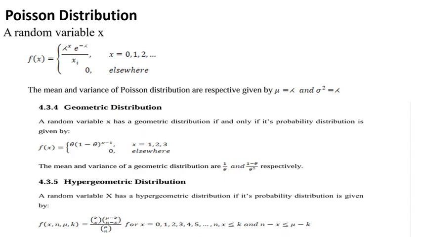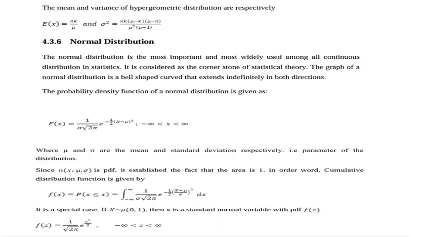We have the geometric distribution. The f of x is given. We have the hypergeometric. The mean and the variance are given. Go online and derive all of these, how they get these distributions, how they get the mean and variance of all these distributions. For the hypergeometric distribution, the E of x is nk over mu, and the variance is nk times (mu minus k)(mu minus n) over mu squared (mu minus 1).